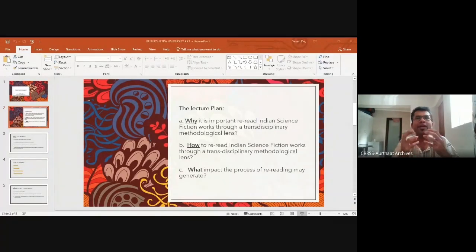Science fiction, if you read a lot of it, not every work, I'm not trying to generalize and say every sort of work, but there are a lot of science fiction works. If you read them, you will see that it is very difficult to fit that particular work in a very specific disciplinary space. You will see that it is very fluid and porous in nature, and it interacts with various dimensions of thought, various experiences of our existence around us.